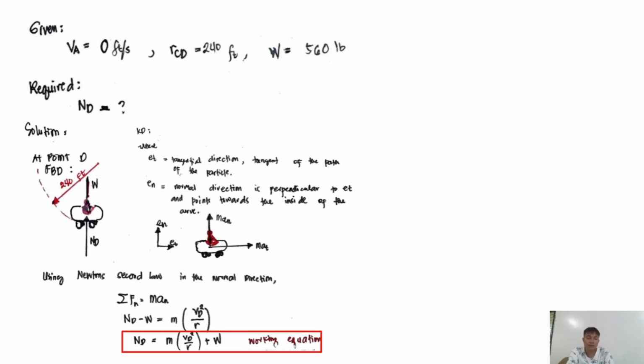The summation of the forces in the normal direction is equal to the mass times the acceleration, AN, which we know is VD square over R. So we substitute that value here. Now for the summation of forces, what are the forces that act on our track and the occupant? Here we have the normal force and our weight. So ND minus the weight is equal to mass times VD square over R. Our working equation is ND equal to mass times VD square over R plus the weight.